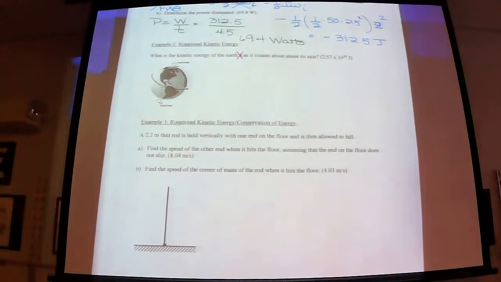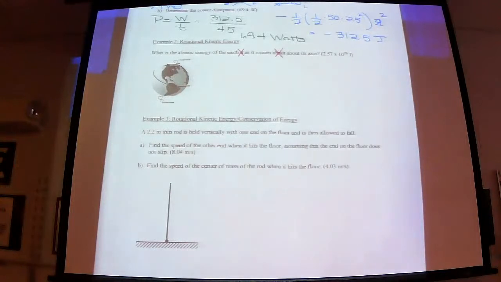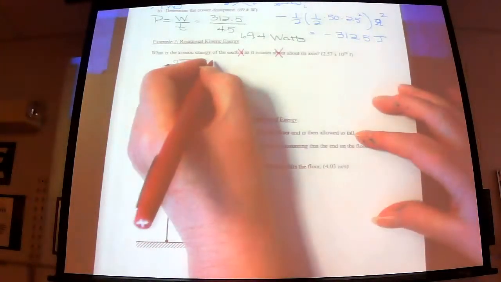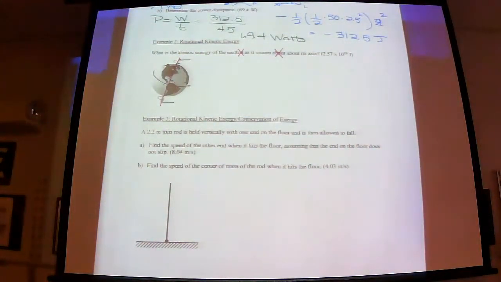All right, what is the kinetic energy of the Earth as it rotates about its axis? Joules are tiny, so there's a lot of joules of kinetic energy. But how do we figure out the kinetic energy of the Earth? Well, there's this axis of rotation here. So the Earth is a ball, a sphere, spinning about its axis through the center. So I don't have to use the parallel axis theorem.